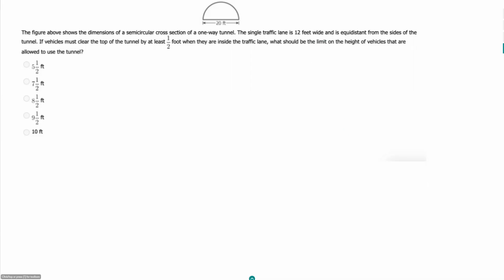So we got this tunnel here. And what do we know? So we got this lane of traffic that is 12 feet. And so if this whole thing is 20 feet wide, this is 12 feet, this lane, you got 4 feet on either side, which may or may not be relevant. I'm not sure yet.